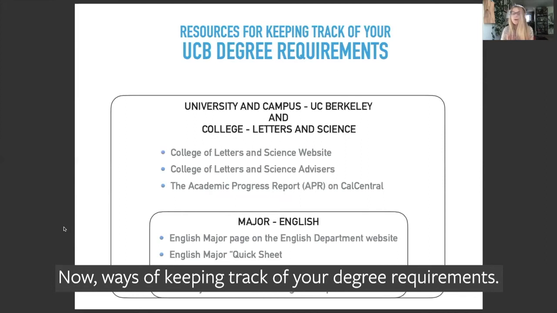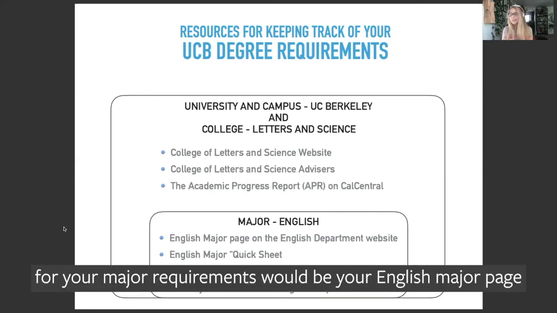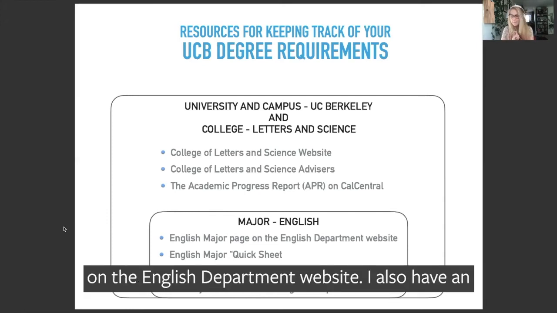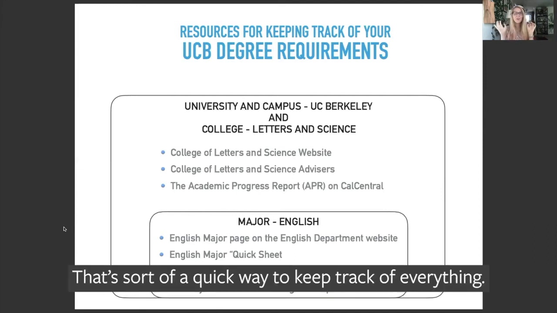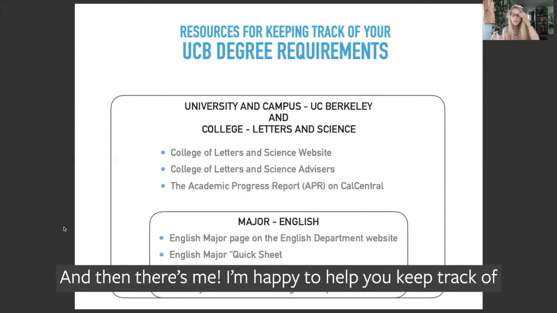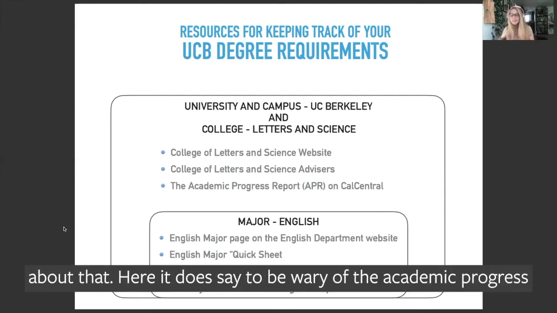Now, ways of keeping track of your degree requirements. As an English major, a great resource for your major requirements would be your English major page on the English department website. I also have an English major quick sheet that is available on the website as well. That's a quick way to keep track of everything. And then there's me. I'm happy to help you keep track of your major requirements or answer any questions that you have about that.